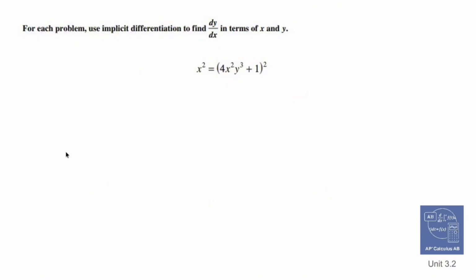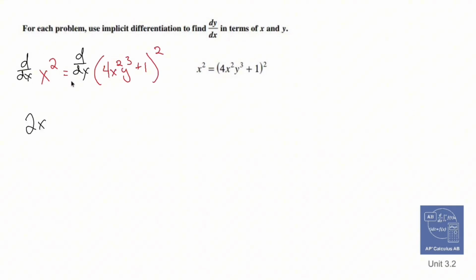All right, so let me spread this out a little bit. Let me give myself a little bit more space. Wow, this is not going to be pleasant at all. x squared equals (4x squared y cubed plus 1) squared. All right, here we go. Buckle in. Implicit differentiation involves me taking the derivative with respect to x of both sides. Left side, easy peasy, you get 2x. Right side, not at all. Right side is chain rule.